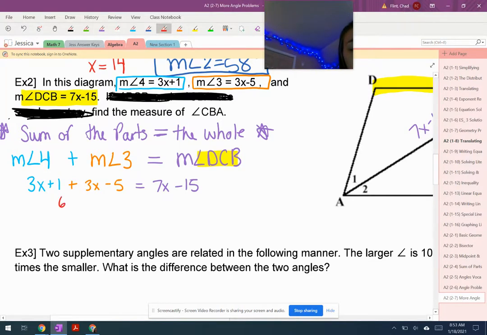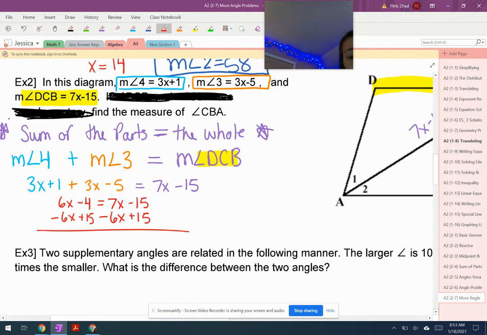3 plus 3 is 6x minus 4 is equal to 7x minus 15. I'm going to minus 6x over, add 15 over, swoop, swoop. Negative 4 plus 15 is 11, so x is equal to 11.